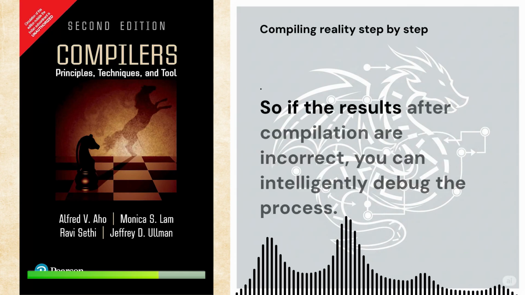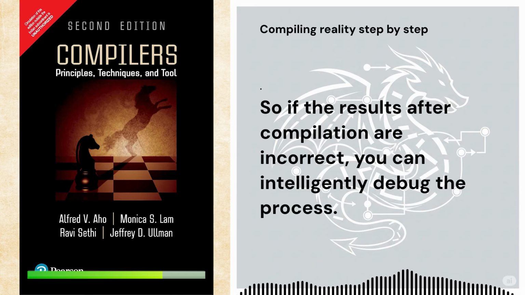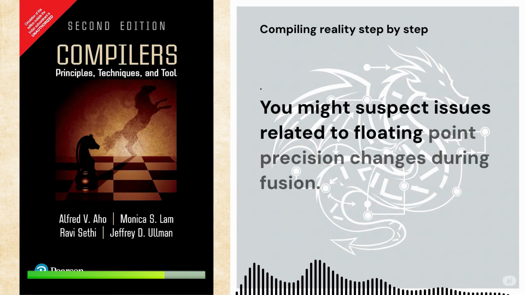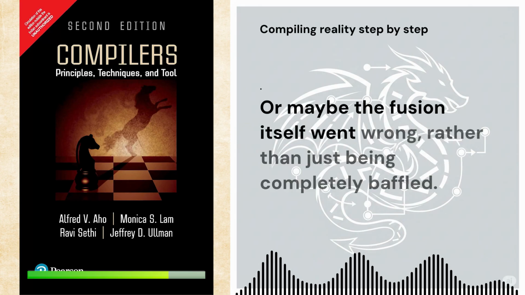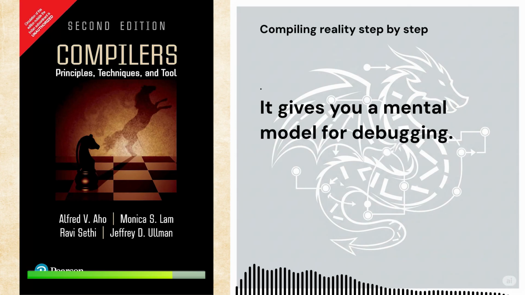So if the results after compilation are incorrect, you can intelligently debug the process. You might suspect issues related to floating point precision changes during fusion, or maybe the fusion itself went wrong, rather than just being completely baffled. That makes sense. It gives you a mental model for debugging.